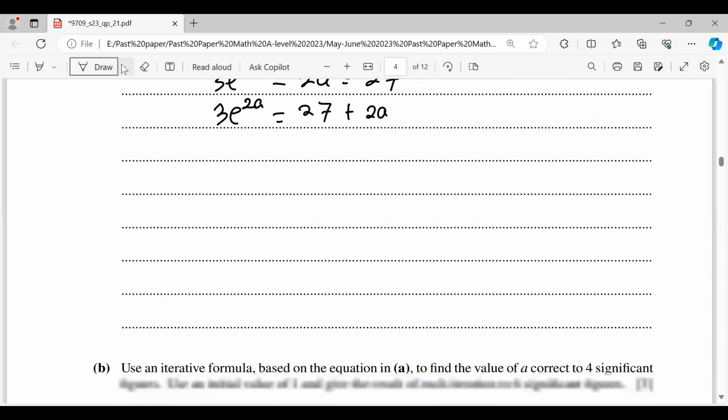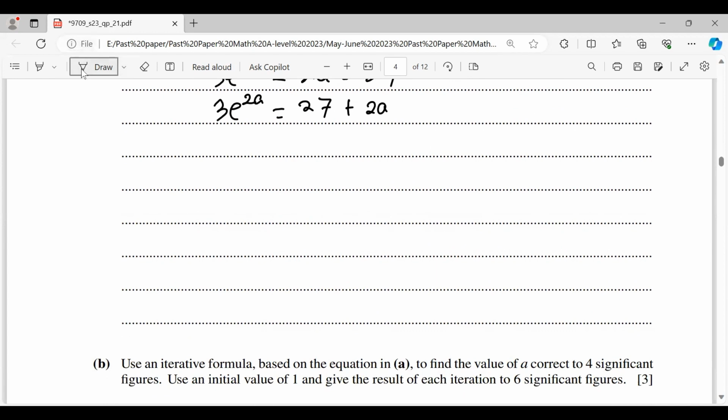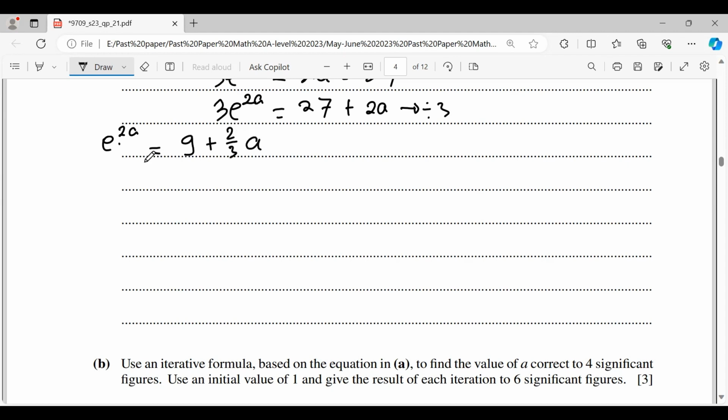I need more space for this. Okay, I'm going to use this space. So divided by 3, it's going to be e power 2a equals 9 plus 2/3 a. And using ln, e power 2a gives ln of 9 plus 2/3 a.